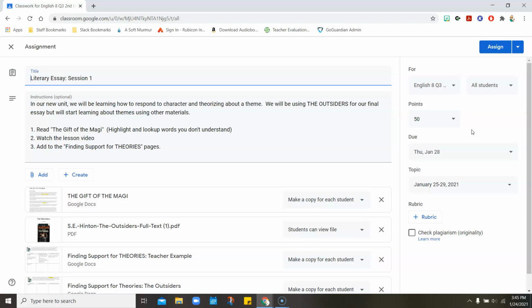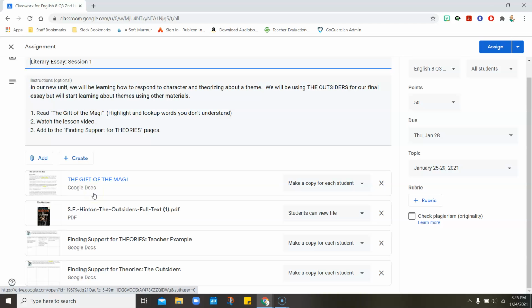So the short story is called The Gift of the Magi. And it's right up here. It's the very top piece. So before you can do any of the other stuff, you must have this read.